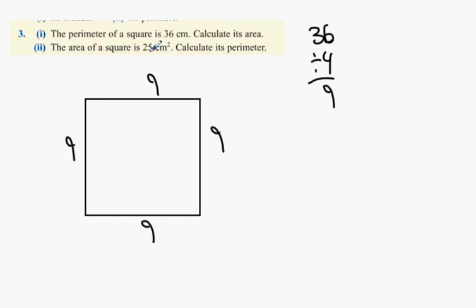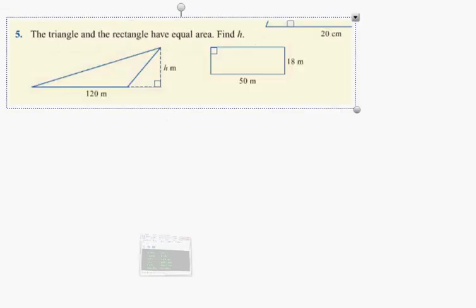The area of a square is 25 centimeters squared. Calculate its perimeter. What do you know about the area of a square, guys? It's length by width, but the length and the width are the same number, right? So it's x by x. And that gets me x squared equals 25. And then what's the x value? 5. Okay. Guys, will you have a look at that one for a minute?